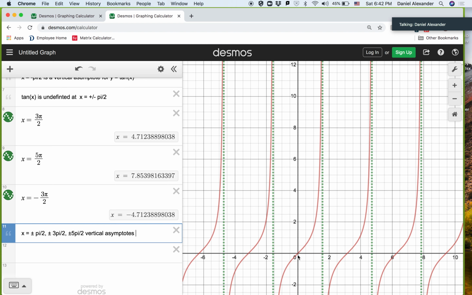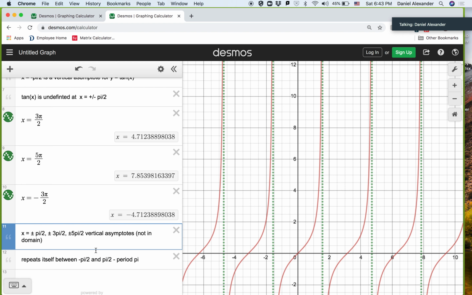The length of its repeating: it repeats itself between minus pi over 2 and pi over 2. So its period is going to be pi in this case, not pi over 2 like before, but pi. Okay.